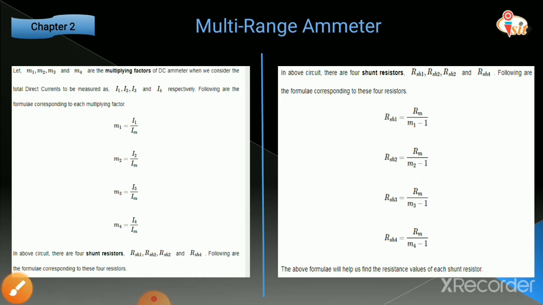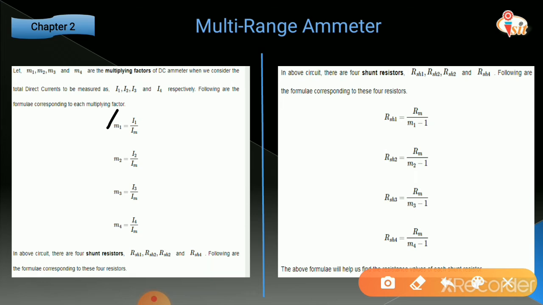I am again repeating. Here M1 is equal to I1 upon Im, M2 is I2 upon Im, M3 is I3 upon Im, M4 is I4 upon Im. Why this much of resistance here?